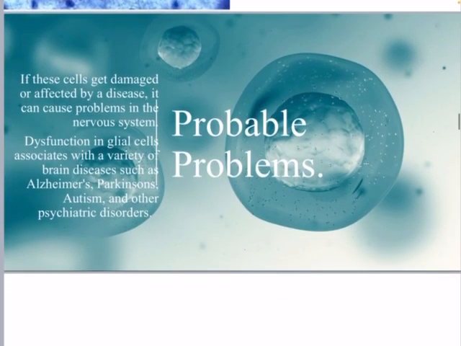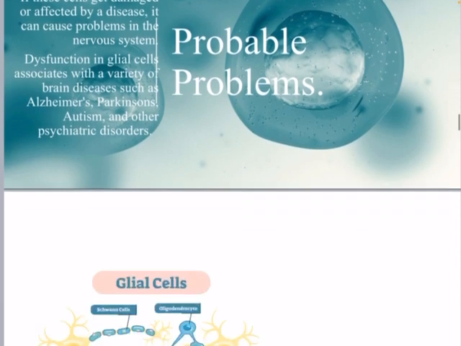Probable problems. If these cells get damaged or affected by disease, it can cause problems in the nervous system. Dysfunction in glial cells associates with a variety of brain diseases: Alzheimer's, Parkinson's, autism, and other psychiatric disorders.